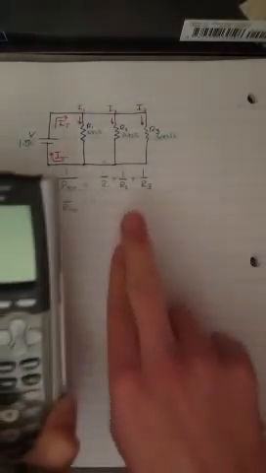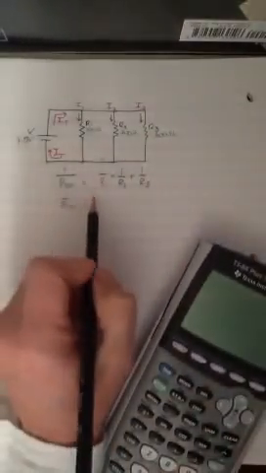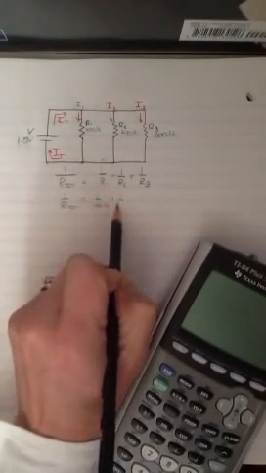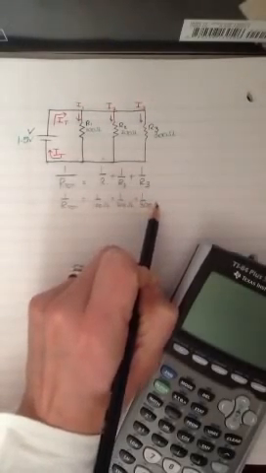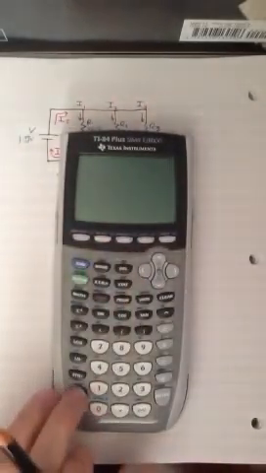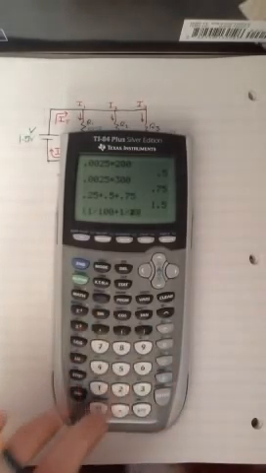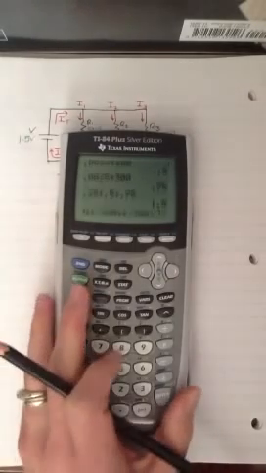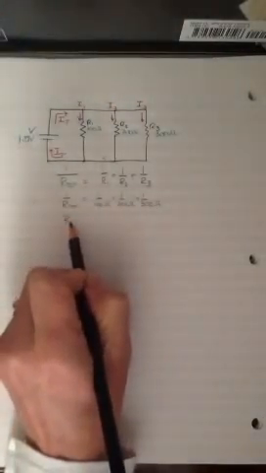Let's see. 100 ohms, 200 ohms, and 300 ohms. Let's write all that down first. I don't want to lose anything. Total resistance value is 54.5 ohms.